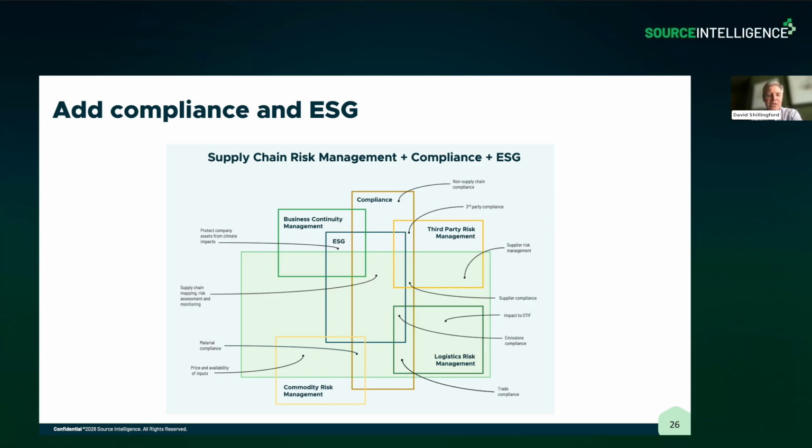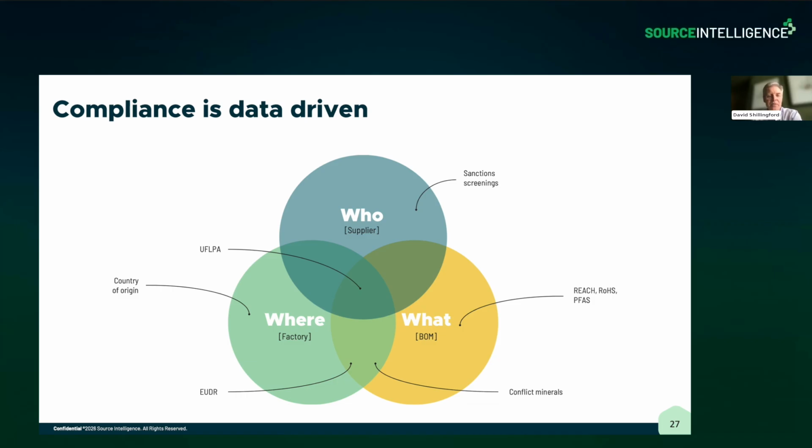So if you go to the next slide, a slightly simpler way of thinking about this and representing this within your enterprise is breaking the data down into who, in other words, the supplier, the what, the product, the bill of materials, and the where, the location, the factory. And if you start going around the list that Travis was talking about earlier on, you can take each regulation and you can put it into one of these circles or one of the areas where they overlap.